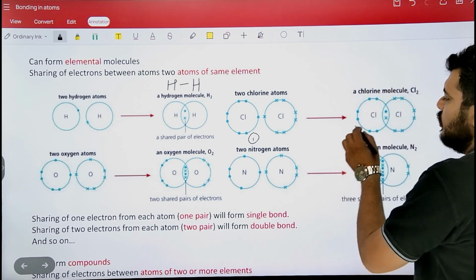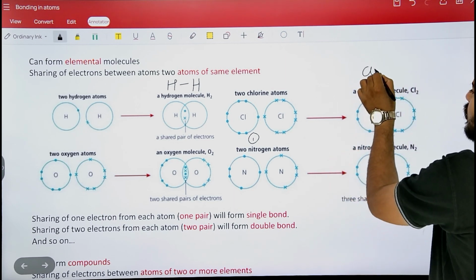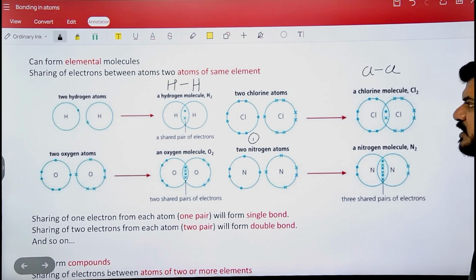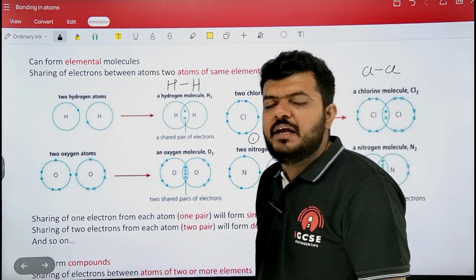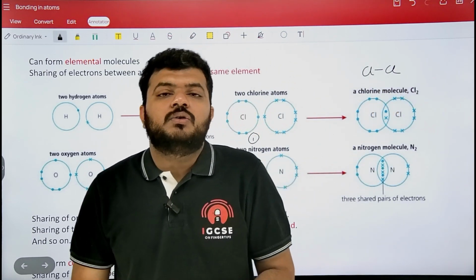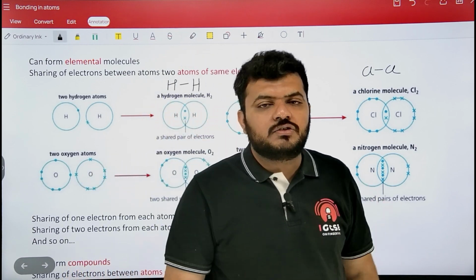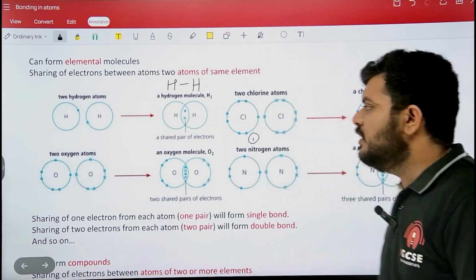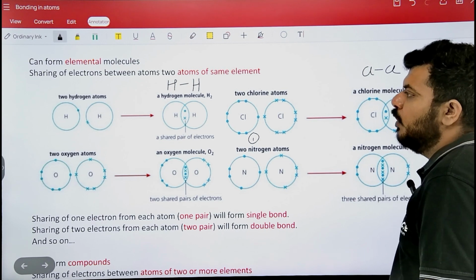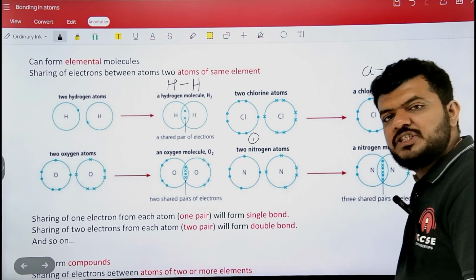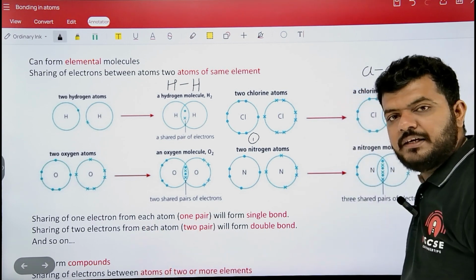So what will chlorine do? Chlorine will also bond with another chlorine and form a single bonded Cl2, right? Each chlorine is giving just 1 electron for bonding. So it is forming a single covalent bond. Covalent means sharing of valence electrons.